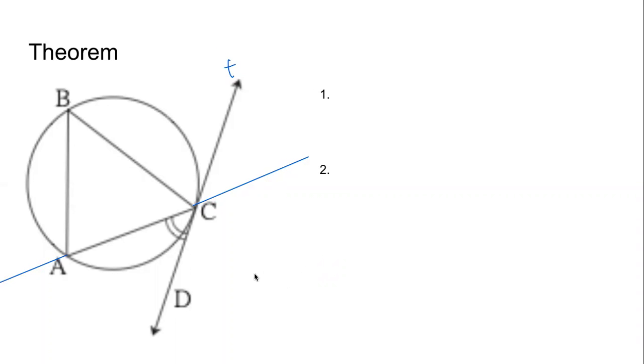The angle between the secant AC and the tangent P. So if we take this angle, which is shown in the diagram, this angle is equal to this angle. This is the theorem. So angle ACD is equal to angle ABC.